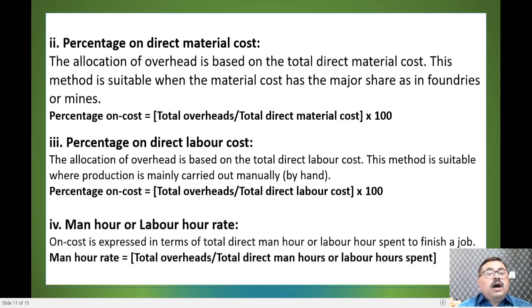Next one is man hour or labor hour rate. On cost is expressed in terms of total direct man hours or labor hours spent to finish the job. That means converting from a raw material to a finished product. What is the labor hour which is being spent? That will be calculated. Man hour rate is equal to total overheads divided by the total direct man hours or labor hours spent on the machinery will be considered here.